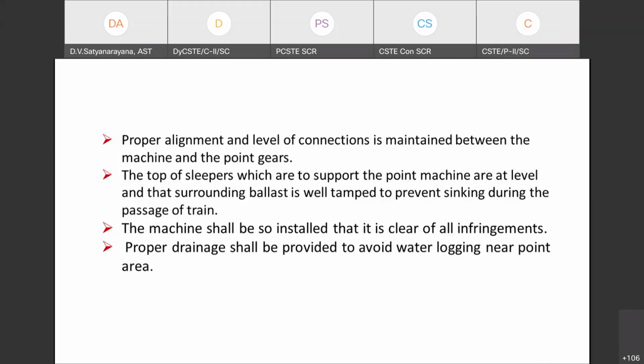But in the case of point layouts in curves, we signaling people cannot judge whether the layout is LH or RH. In the major yards also, within the yard itself, there will be some more curves.